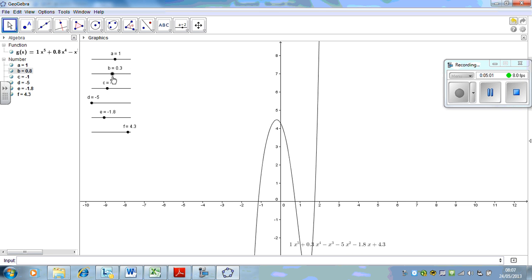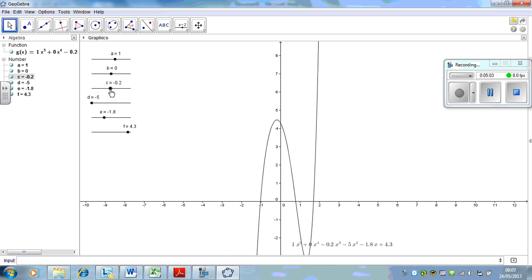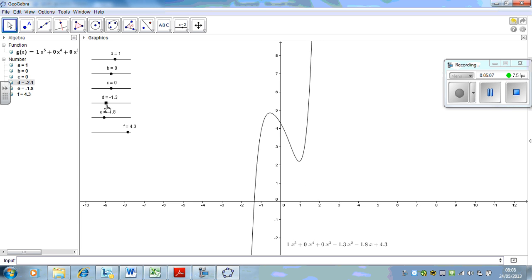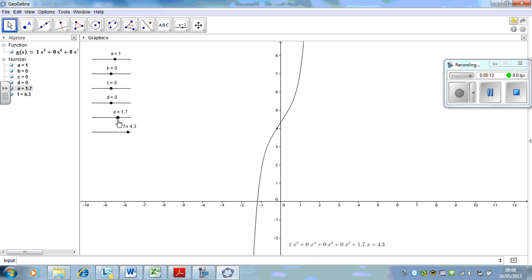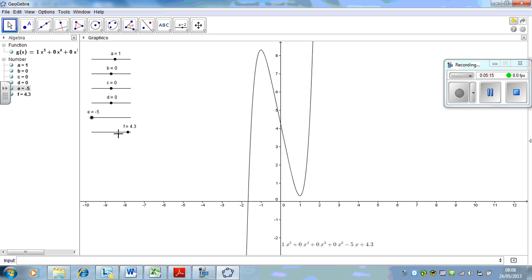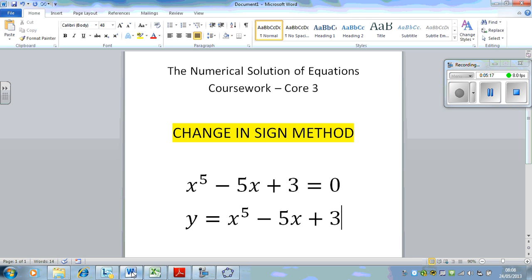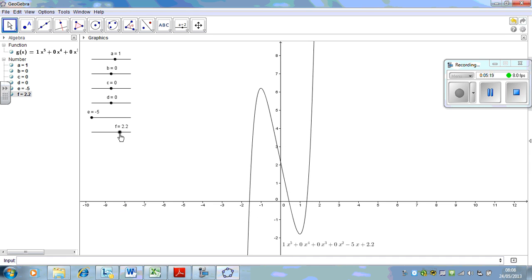b was 0 because there was no x to the 4s. There was no x cubes. There was no x squared, so let's get that to 0. And there was an x which was minus 5. And let's just get this right, and it was plus 3 there.